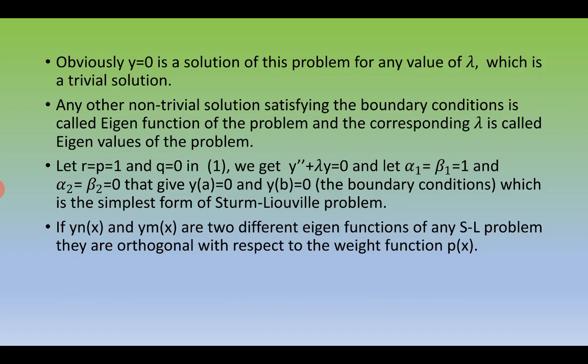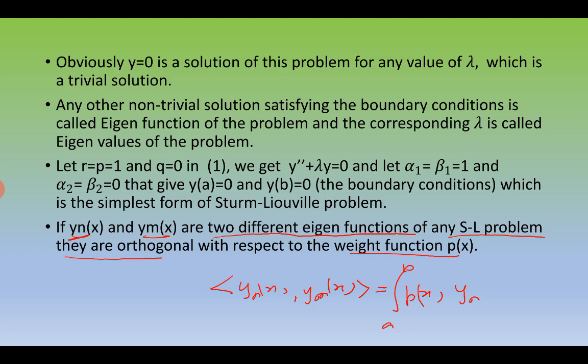If yn of x and ym of x are two different eigenfunctions of the Sturm Liouville problem, then they are orthogonal with respect to the weight function p of x. We have seen in the previous chapter what orthogonal means. We have to find the inner product of yn of x and ym of x, and the answer should be 0 for functions from a to b. You can integrate for continuous functions: the integral from a to b of p of x, yn of x, ym of x dx is 0, right? So this method we have seen.